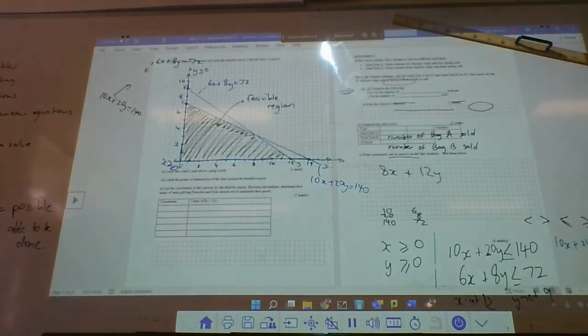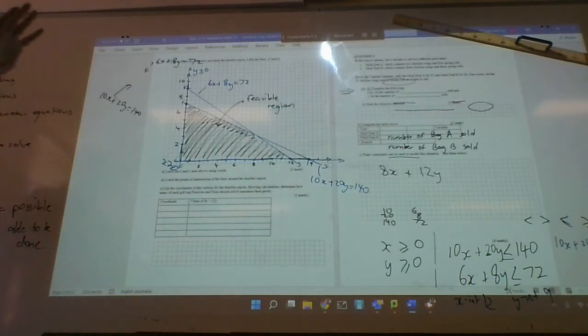Joaquin, what did we say the word feasible means? Possible. Yeah, possible. Okay, so all of those results in there are feasible. And have we labelled the lines? Yes, we've labelled the lines.